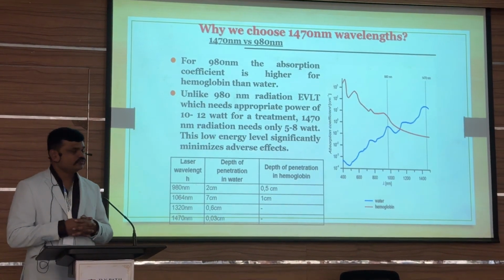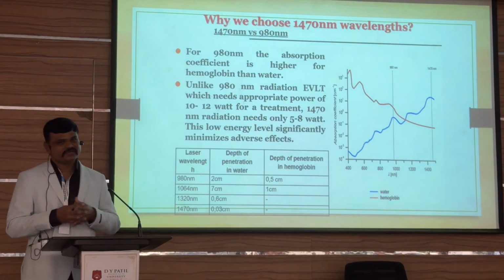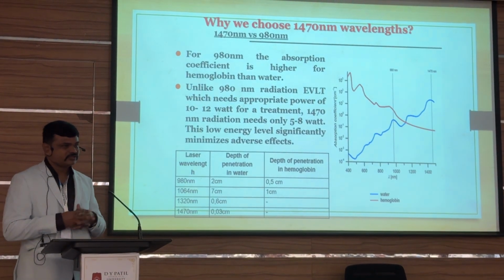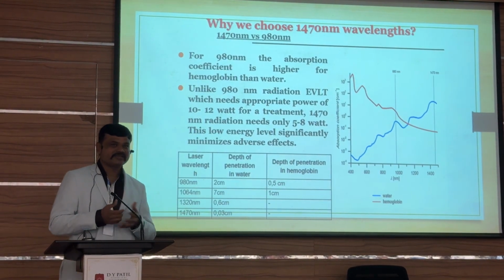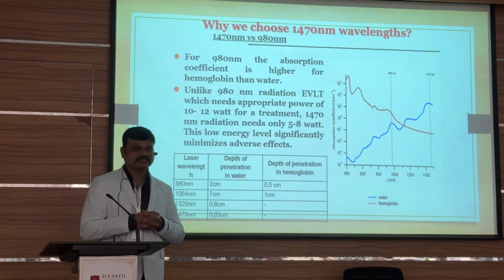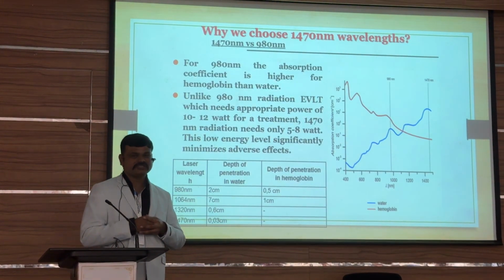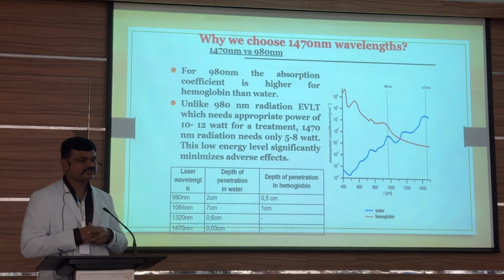So there are two wavelengths in proctology. One is 1470 and one is 980. The question is, why should I use 1470? Why not 980? 980 is a cheaper laser, 1470 is a costlier laser. Shall I use 1470 or 980? The question is in everyone's mind.